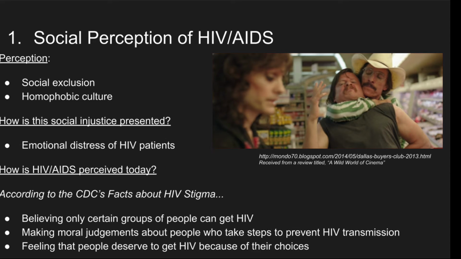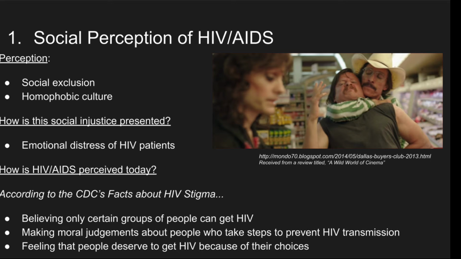The first social issue that's going to be discussed is the social perception of HIV and AIDS. And a scene shown to the right shows Ron holding his ex-friend in a chokehold after his friend refused to shake Rayon's hand. And the first perception of HIV and AIDS socially is the idea of exclusion, because that man that Ron has in a chokehold used to belong to his initial friend group, but after finding out that Ron had HIV, they excluded him based on homophobic notions of what it meant to have HIV.